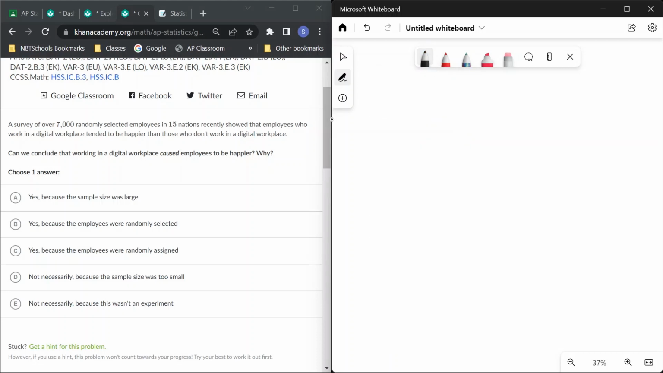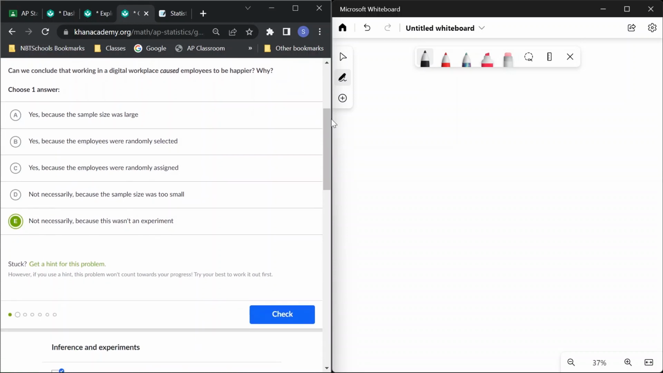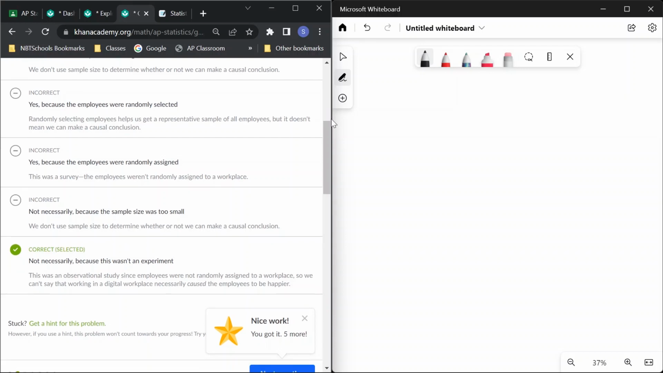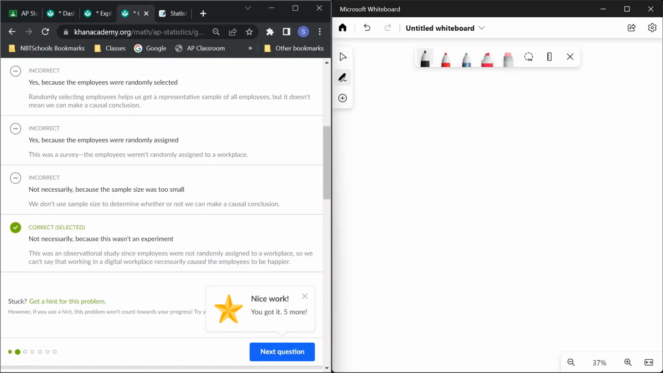7,000 randomly selected employees in 15 nations recently showed that employees who work in a digital workplace tended to be happier than those who don't. Can we conclude that working in a digital workplace caused this? No. This wasn't an experiment, because there was random selection but no random assignment. This was an observational study, since employees were not randomly assigned to a workplace, so we can't say that working in a digital workplace necessarily caused the employees to be happier.